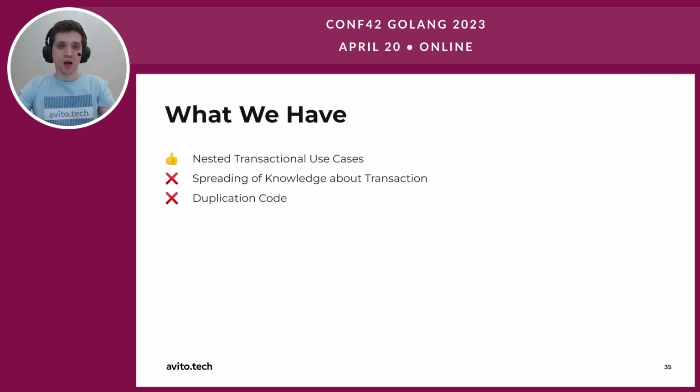Let me briefly recap what we have here. First, we have nested transaction use cases, and that's cool. However, the transactions spread everywhere. That forces us to duplicate the routine code to control them. Duplication adds an increased chance of making mistakes. Also, if we want to change the database, we must change the app in many places.